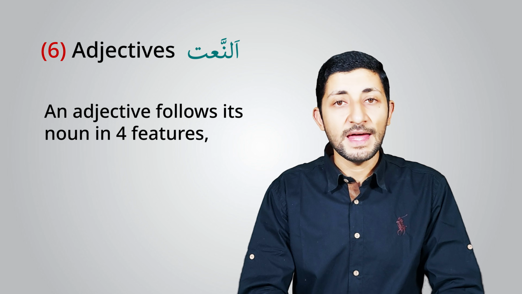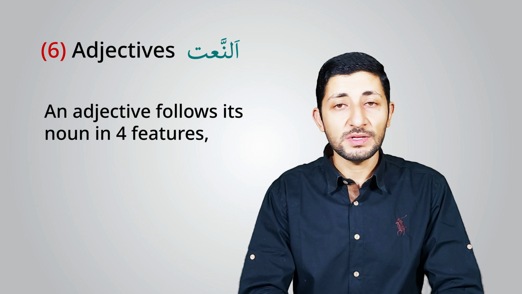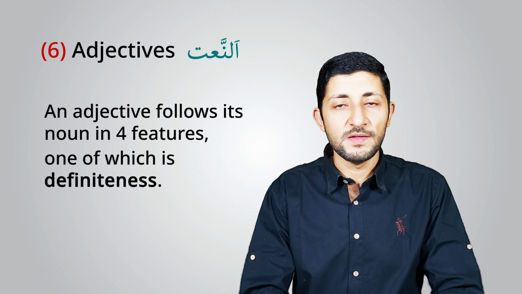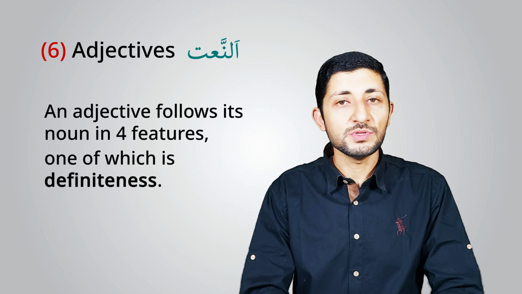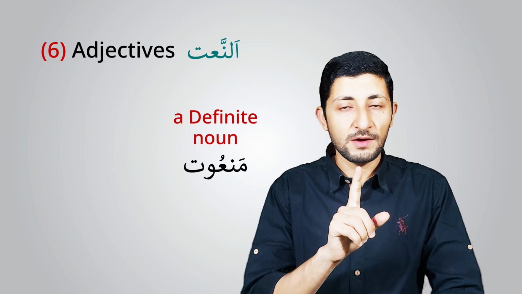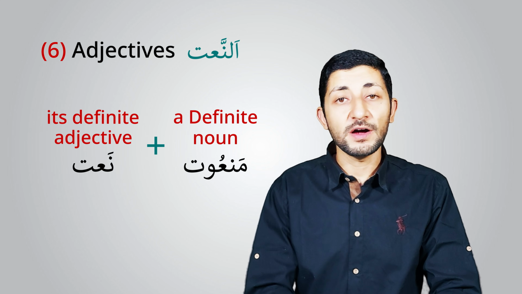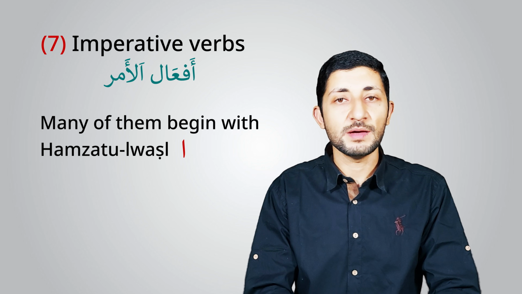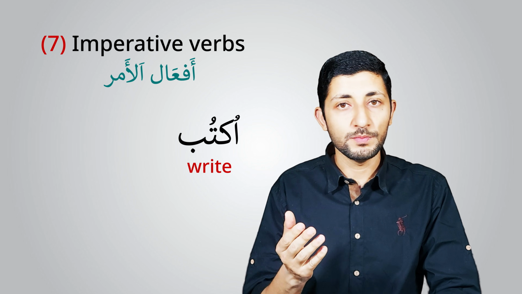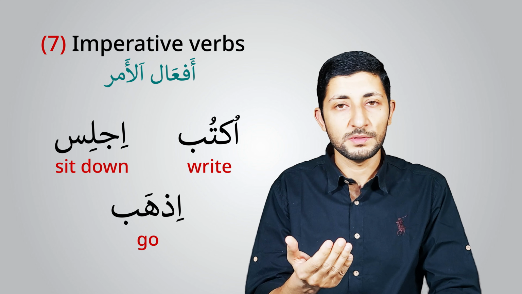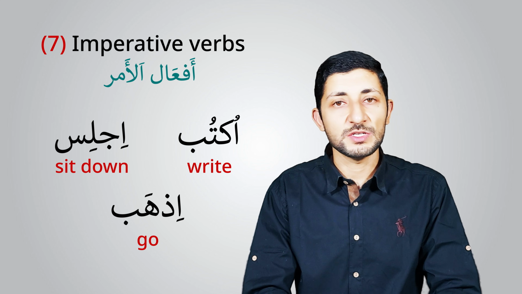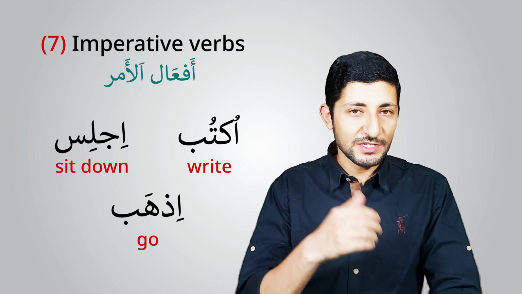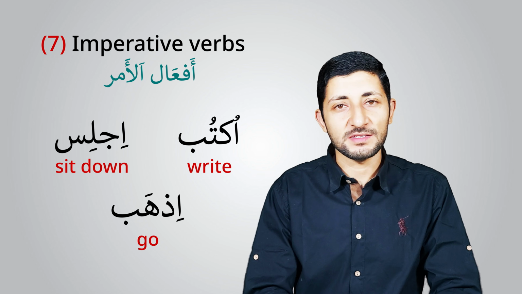In Arabic, an adjective must match the noun it describes in 4 features, one of which is definiteness. This means you'll often encounter 2 definite nouns in a row, the definite noun and its adjective. The final case I can think about is imperative verbs. Many of them begin with Hamzat al-waṣl, like اكتب, اجلس, اذهب. Whenever such a verb appears in the middle of the speech, the rule of Hamzat al-waṣl will be activated. Now let's practice an example on each of these cases.